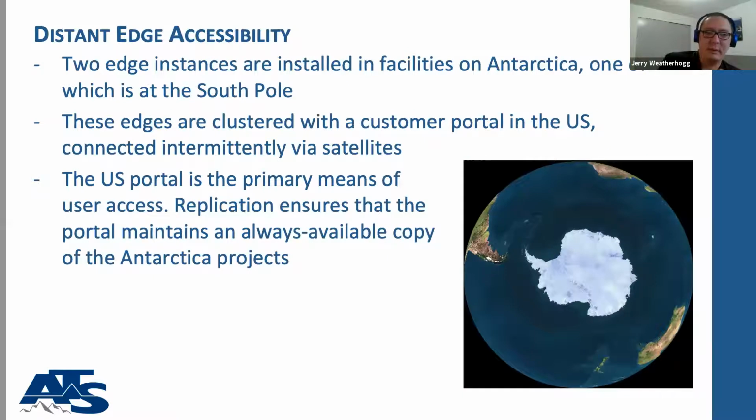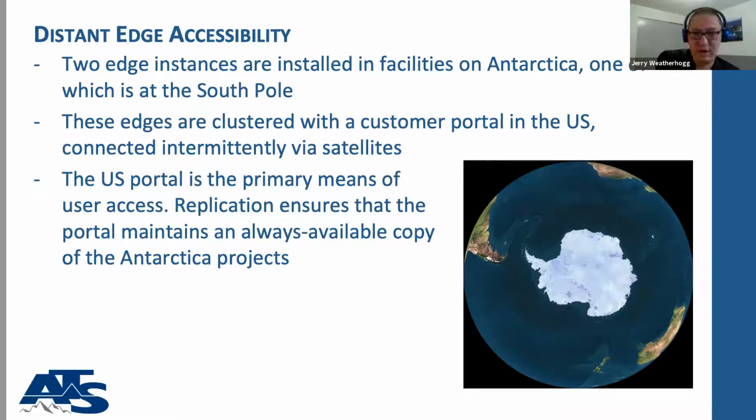And lastly, we utilize edge devices to provide analytics for places that are very difficult to get to. We have 2 edge devices or edge instances installed in facilities on Antarctica, one of which is at the literal South Pole. These edges are clustered with a customer portal in the United States and connected intermittently via satellites. Intermittent is the key, as the South Pole instance only has maybe 12 hours of connectivity every day, and that window shifts over time.